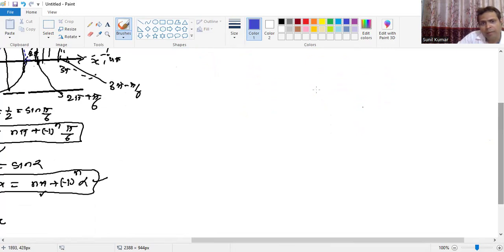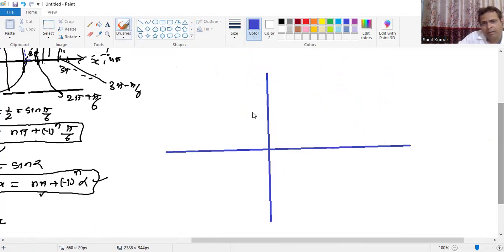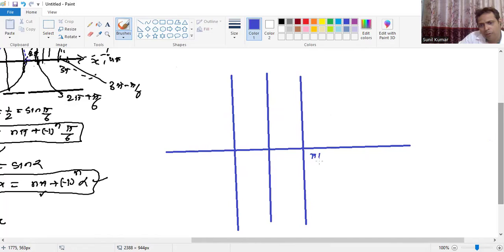So what we have to do in this is just draw the x-axis and y-axis, and draw parallel lines to the y-axis at pi by 2 and minus pi by 2.